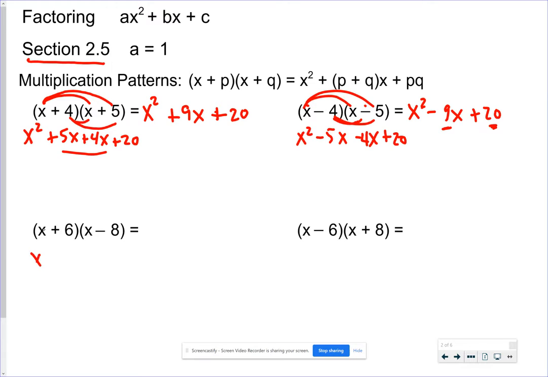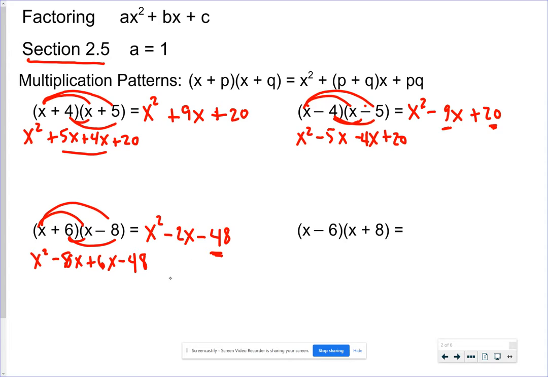When we do this one, the x times the x is the x squared. We have a negative 8x, and then a plus 6x, and then a minus 48, because positive times negative is a negative. So x squared minus 2x, because negative 8 plus 6 is negative 2. So again, notice where these numbers are coming from. The negative 48 is the product of the 6 and the negative 8. The negative 2 is the sum of the 6 and the negative 8.